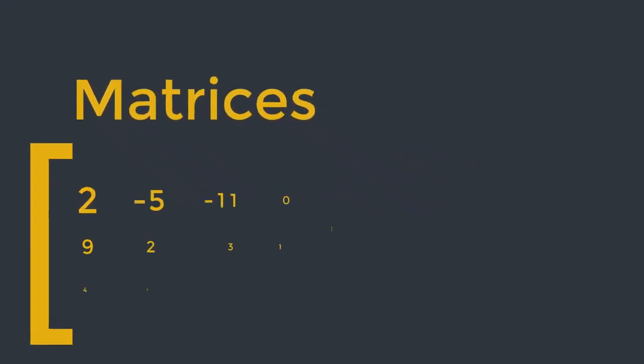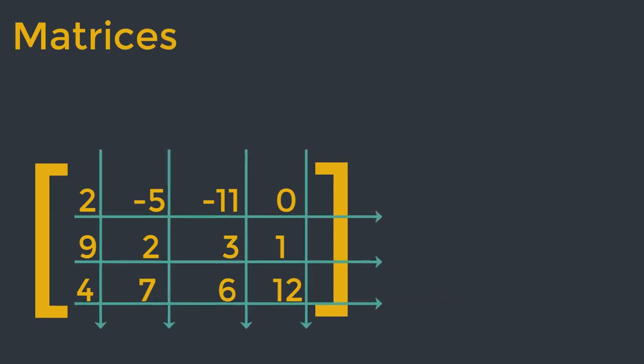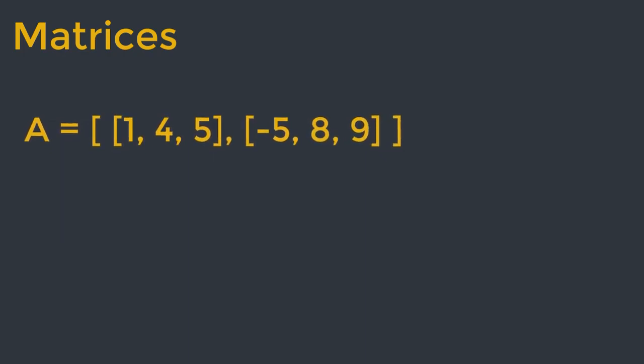A matrix is a two-dimensional data structure where numbers are arranged into rows and columns. For example, we have this simple matrix you can see here. This is a 3 by 4 matrix because this matrix has 3 rows and 4 columns. Python doesn't have a built-in type for matrix. However, we can treat a list of lists as a matrix.